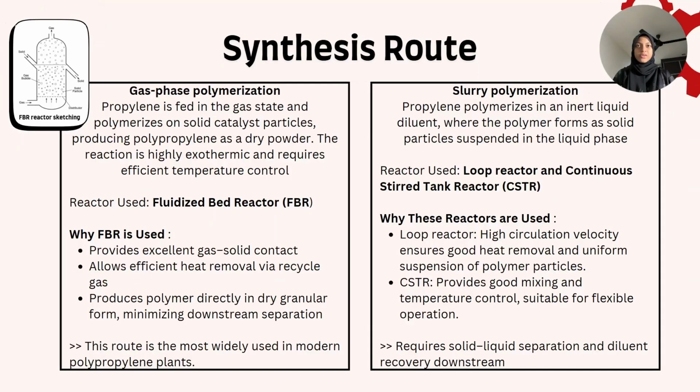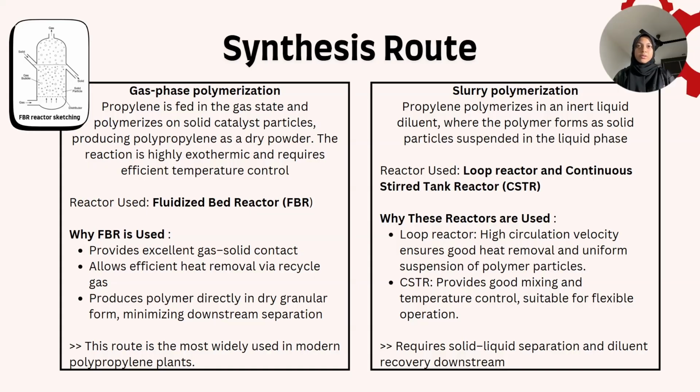For polypropylene, we have four types of polymerization. First is the gas phase polymerization, where propylene reacts in the gas state on solid catalyst particles, forming polypropylene as a dry powder. The reactor used is FBR because it provides excellent gas-solid contact and efficient heat removal, and this route is the most widely used in modern polypropylene plants.